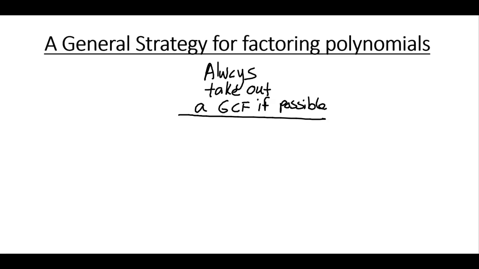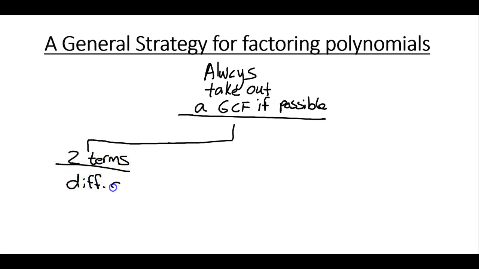So, if there are two terms, then maybe it's a difference of squares. Draw the shape there. Difference of squares. Now I'm going to put a question mark because it might not be. At that point, you just might be done. If it's not a difference of squares, you've done all you can. But maybe it is.